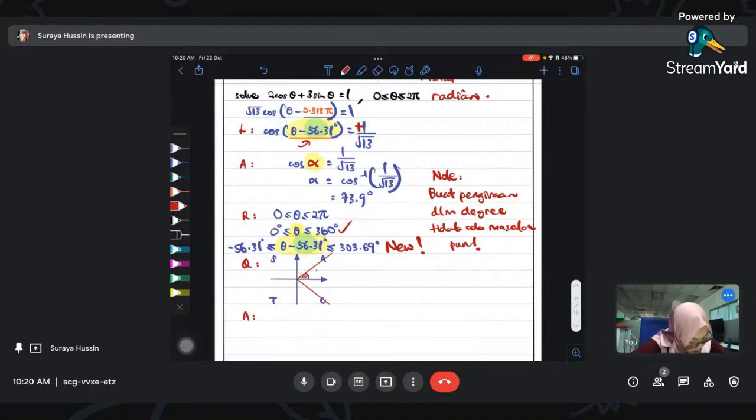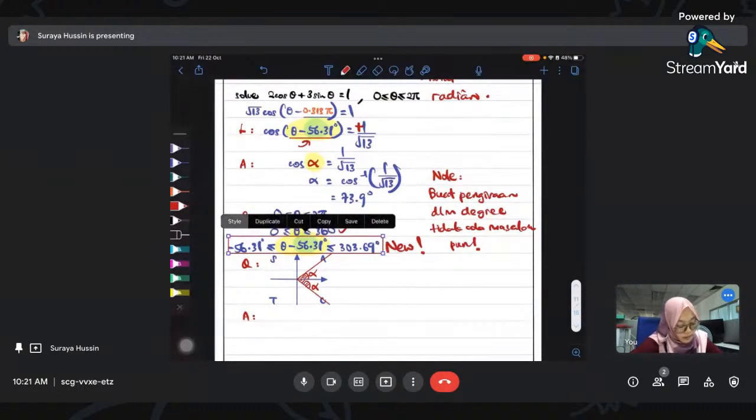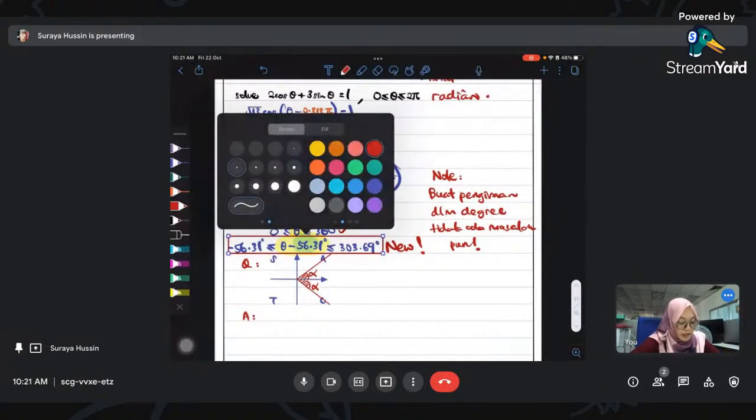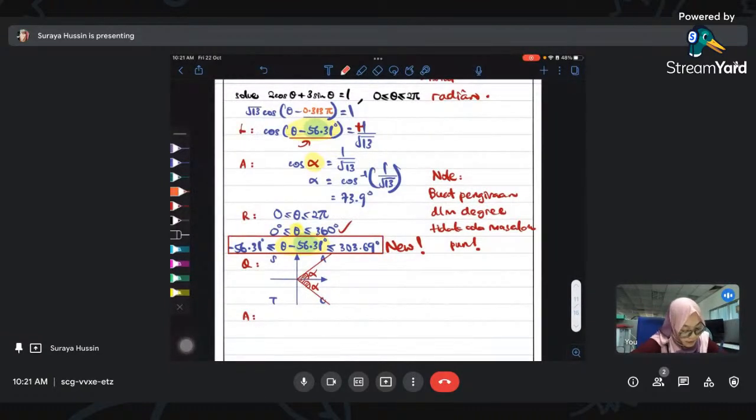Lorekkan alpha. Dekat sini perlu double check. You kena sentiasa ingat that quadrant and range berkait rapat. Okay, your new range right now, saya rasa kena highlight lah ni. Highlight kamera ni bagi nampak sikit. Your new range here is starting from negative 56, you know. Negative 56. And your alpha here is 73.9.